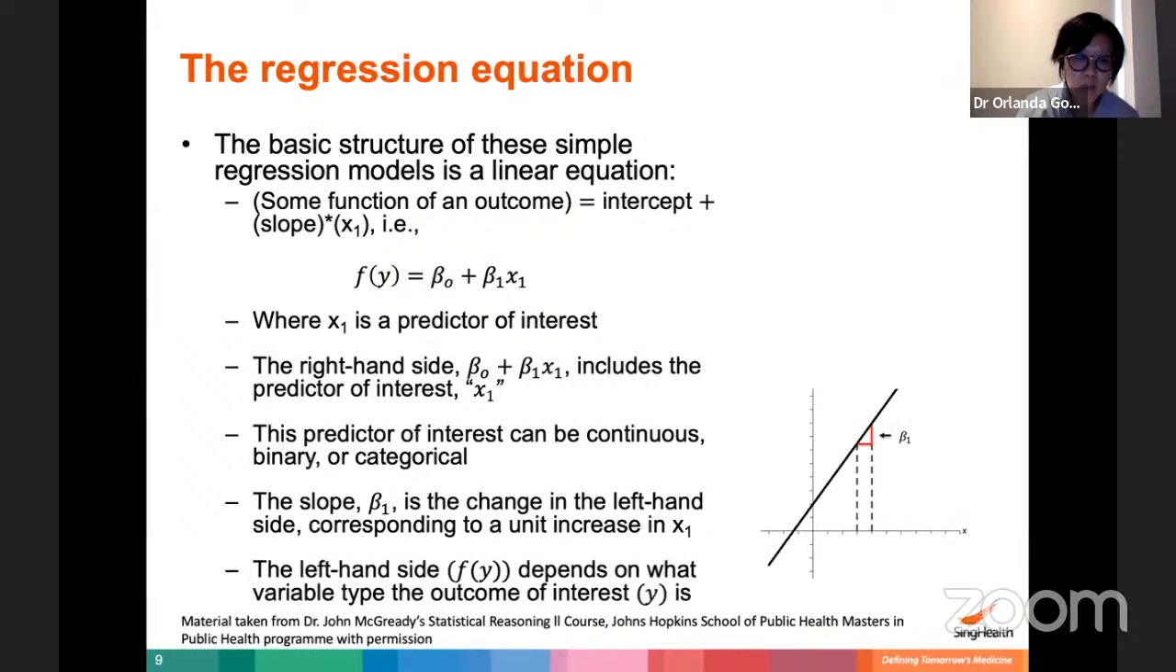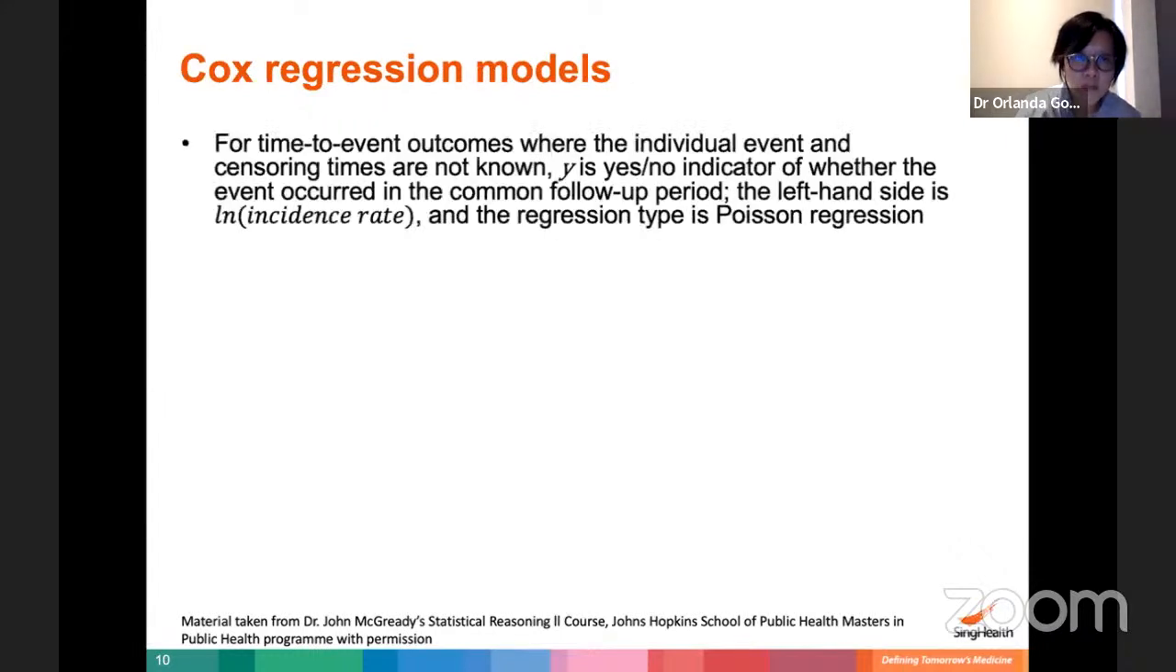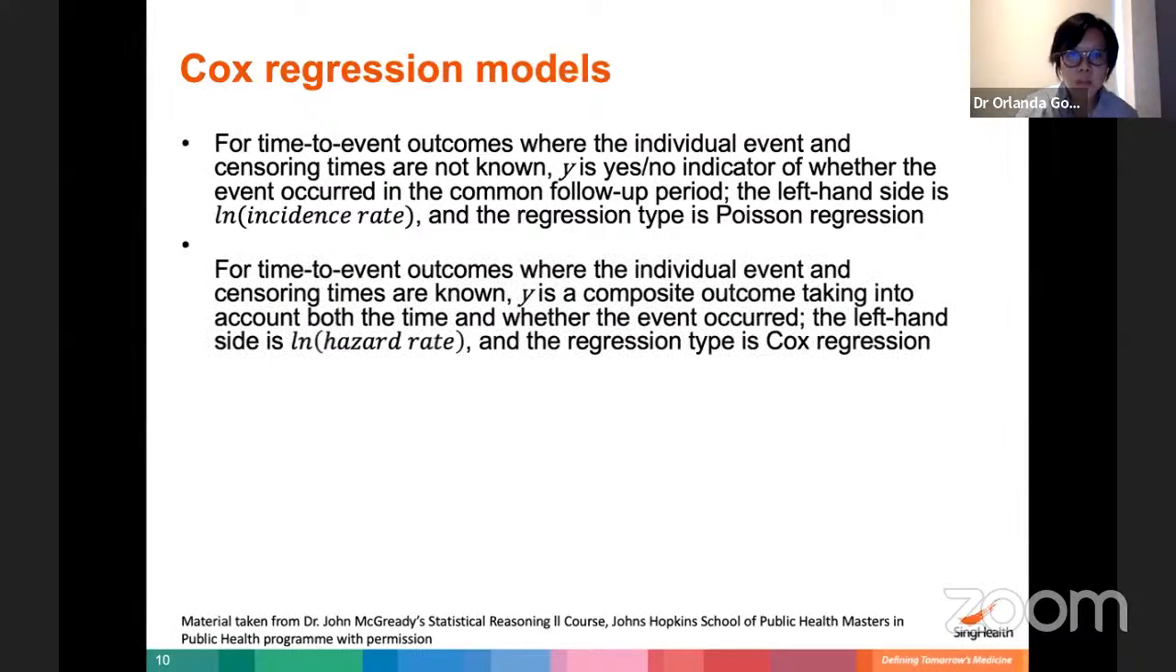So the left-hand side depends on what the variable type of the outcome of interest is. When we're talking about Cox regression models, it's basically the name of the kind of equation we have when we have time to event outcomes, where the individual event and censoring times are not known. So Y is a yes/no indicator of whether the event has occurred in the common follow-up period. And the left-hand side is actually represented by a ln incidence rate, and the regression type is a Poisson regression. And for time to event outcomes where the individual event and censoring times are known, Y is the outcome taking into account both the time and whether the event occurred, and the regression type is a Cox. So similarly, it's a ln function.